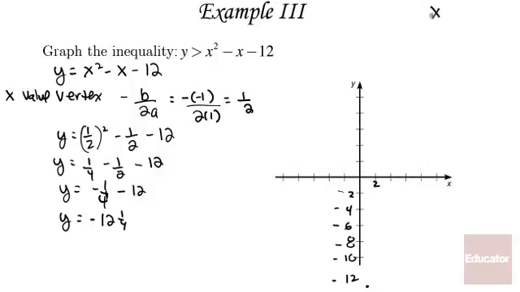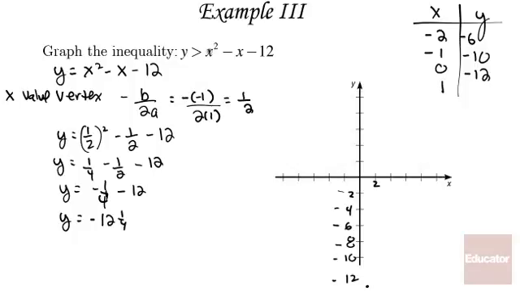Now I'm going to go ahead and find some more points in addition to the vertex to graph. So when x is negative 2, if you figure this out, y ends up being negative 6. When x is negative 1, this is going to give me 1 plus 1, that's 2, so this will come out to negative 10. When x is 0, that's going to give me negative 12. When x is 1, that's going to be 1 minus 1 is 0 minus 12, so it's going to be negative 12. When x is 2, that's going to be 4 minus 2 is 2 minus 12 is negative 10.